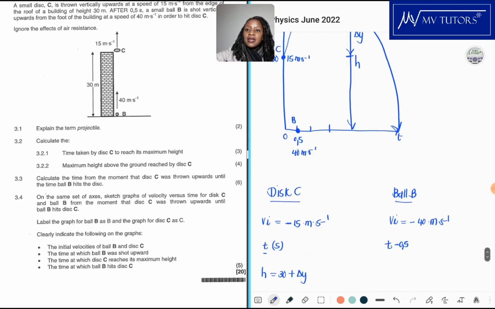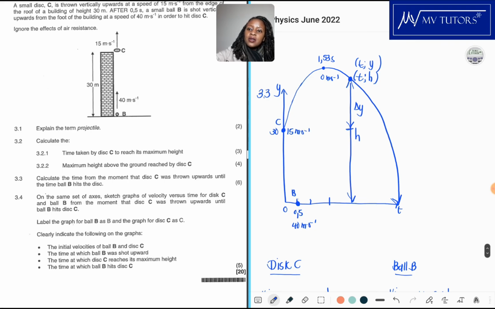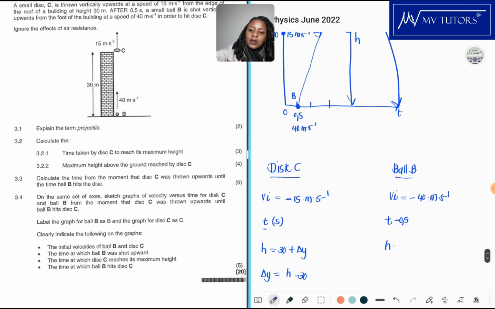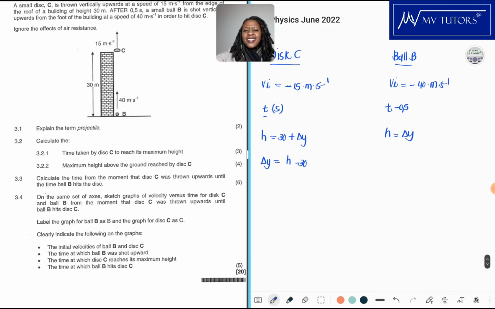And when it comes to the height of ball B, let's say ball B has to intersect there with disk C's motion. So basically that will be the delta y. The reason why we added 30 with disk C is because it started at that point, 30, and went up. But with ball B, it's starting at 0, so it's just delta y. So our h there would be delta y.